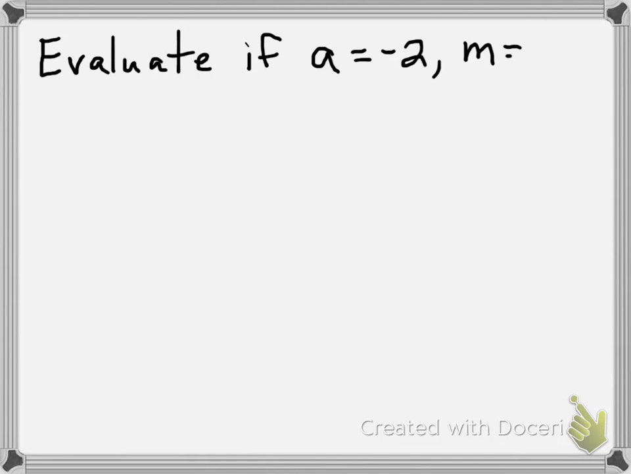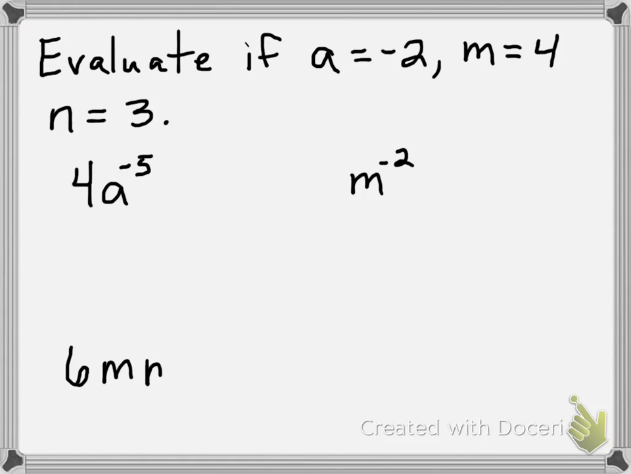Okay. Now here's some for you to try. You need to evaluate these negative exponents if a equals negative 2, m equals 4, and n equals 3. Okay, so we have some letters here, but they're not really variables because I'm telling you what they are. So this a right here is really just a negative 2. This m is really just a 4. That m's a 4, and that n is a 3. Okay, so all you have to do is plug those numbers in and calculate those values.